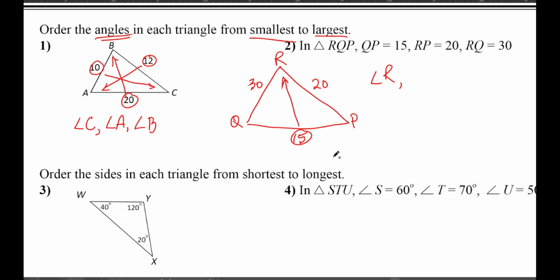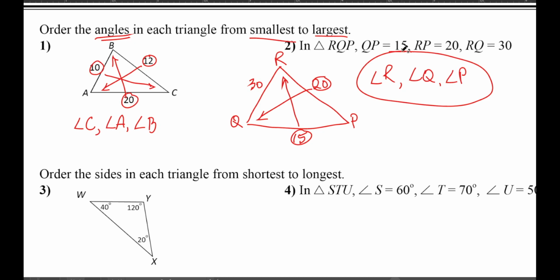What's the next biggest side? It's the 20, isn't it? So you look across from that. That's angle Q. And obviously the third one's super easy because it's the only one that's left. What's left? Angle P. And then that's it. That's your answer right there.